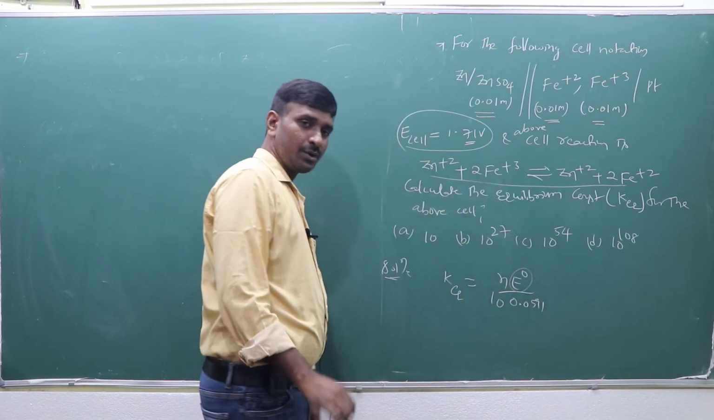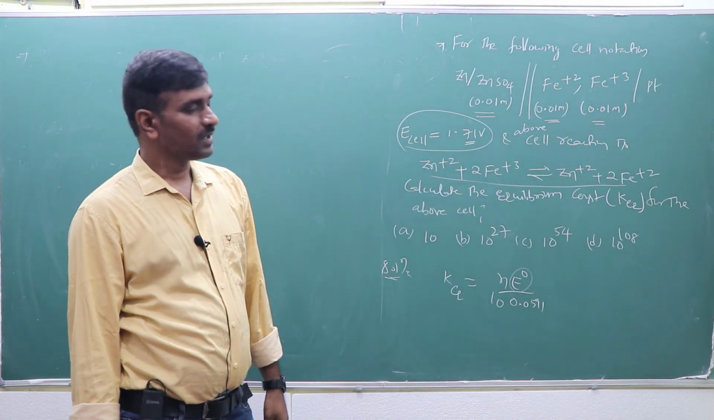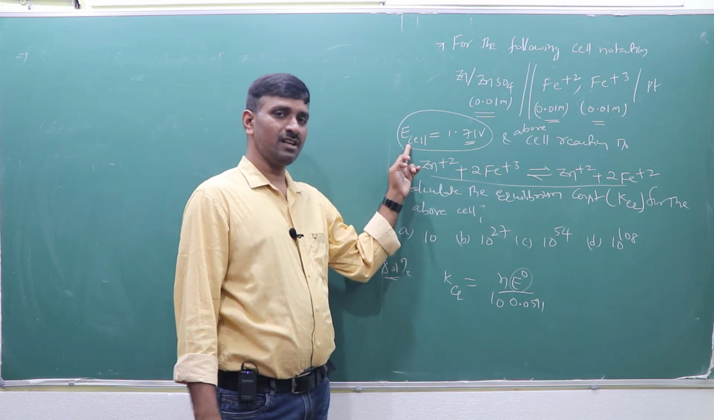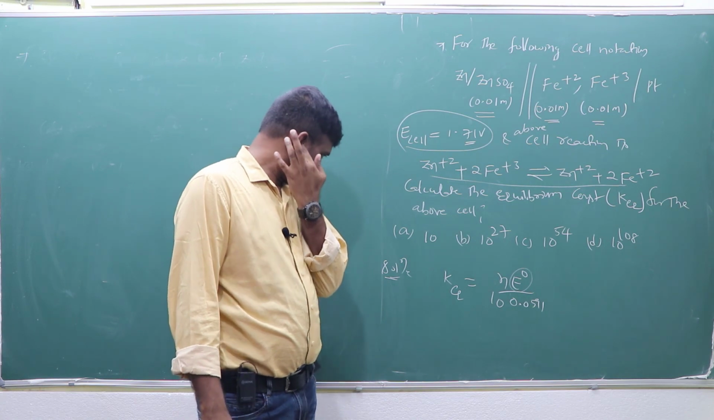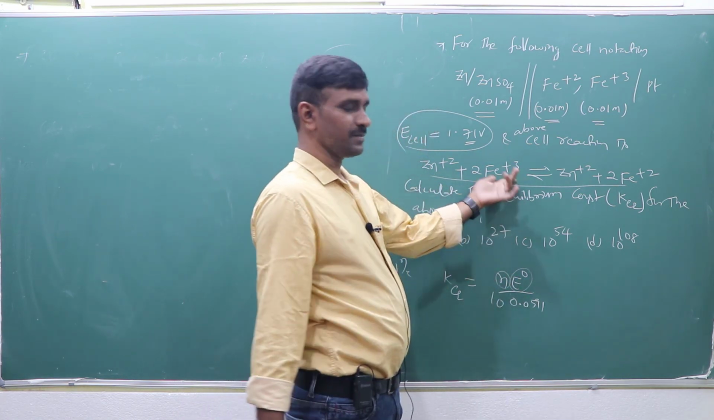E naught value you have to calculate. Here it is mentioned as E cell value, not E naught cell. E cell value is mentioned. So don't confuse this: it is E cell, not E naught cell. Right? Next, the n value is what you have to calculate for this reaction.